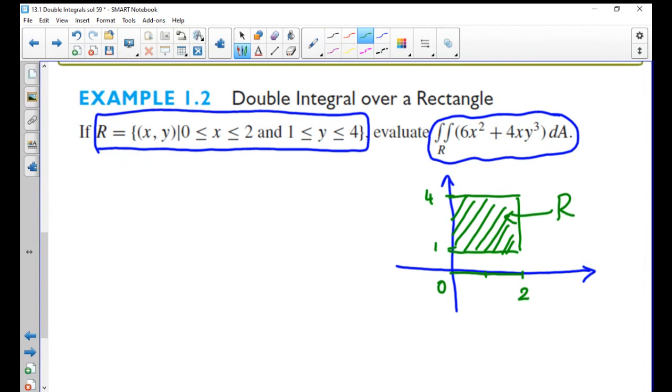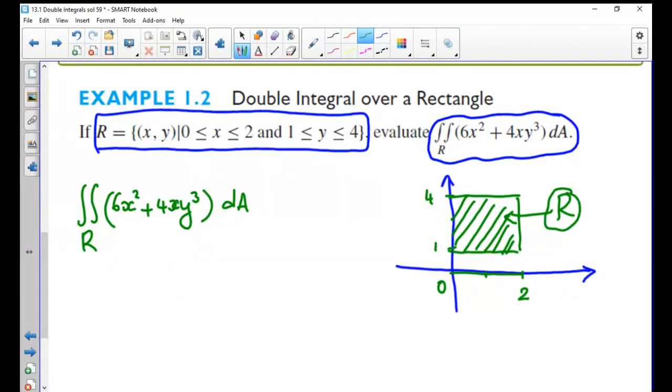So I want to find the integral of the function 6x squared plus 4xy cubed. Because it's a double integral, we use dA. And I want to find this integral over the region R, which is this rectangle. Now look carefully at the rectangle. If you are in the rectangle, x will go from which value to which value.